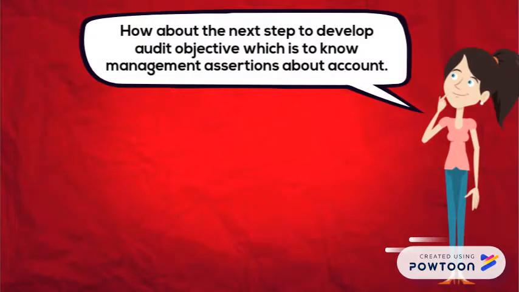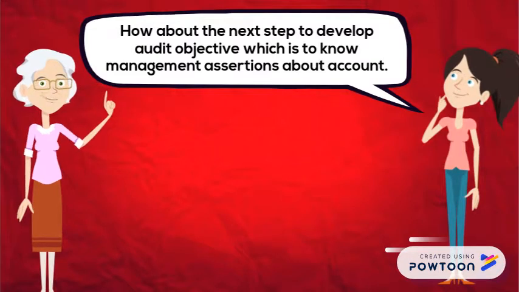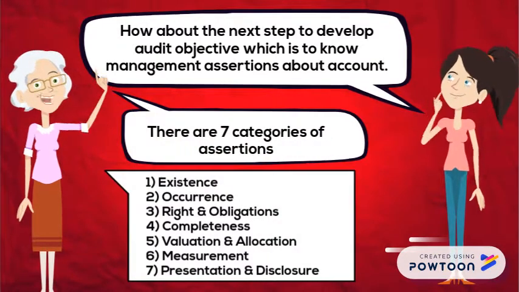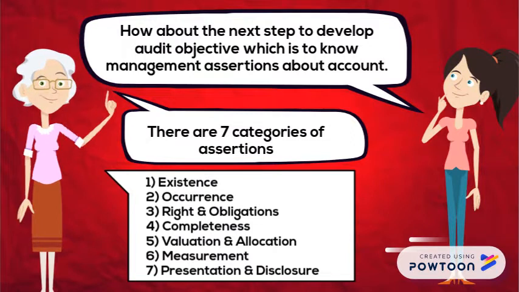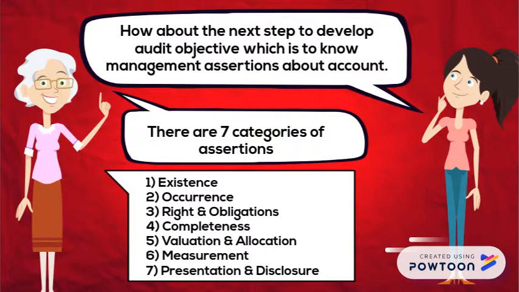How about the next step to develop audit objectives, which is to know management assertions about accounts? There are 7 categories of assertions. First, existence. Second, occurrence. Third, rights and obligations. Fourth, completeness. Fifth, valuation and allocation. Sixth, measurement. And seventh, presentation and disclosure.